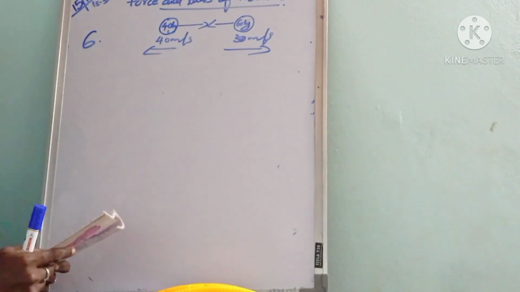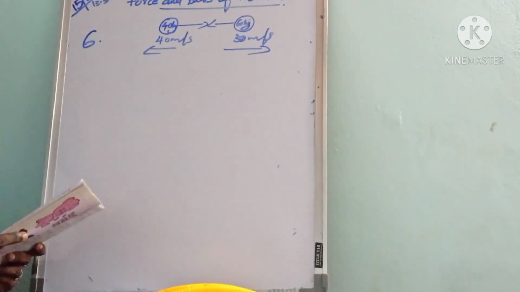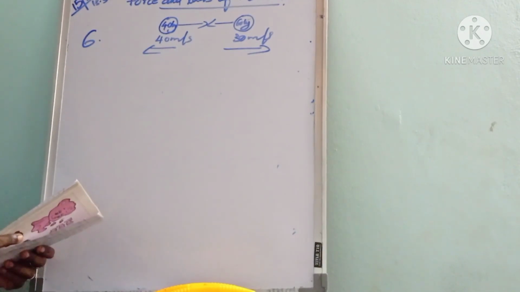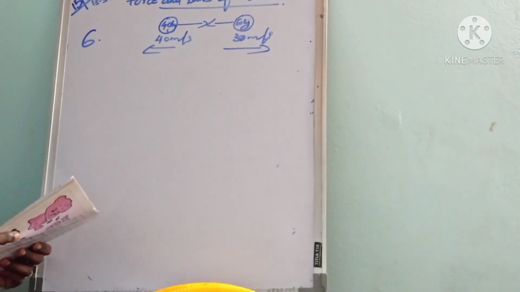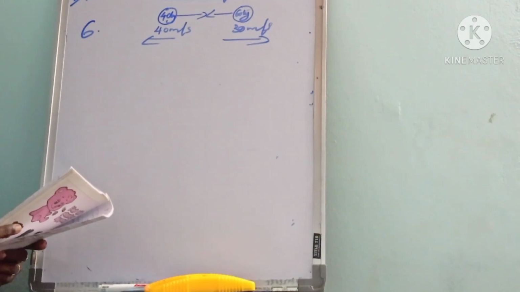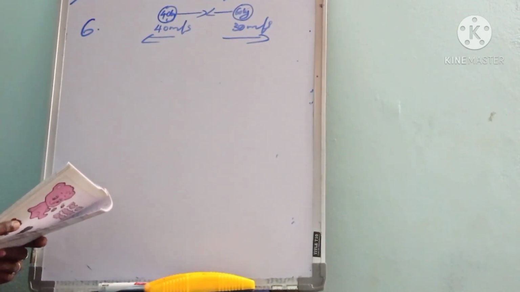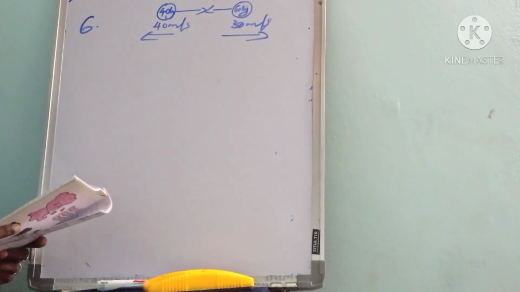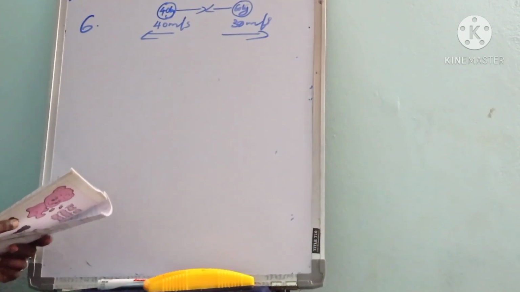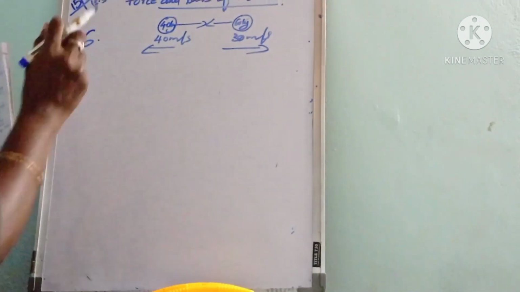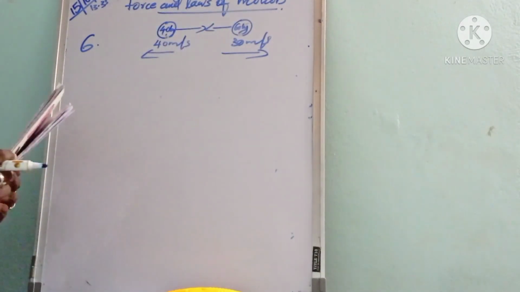Next, the sixth question is: two bodies of masses 40 kg and 60 kg are moving in opposite directions towards each other with velocities 40 meter per second and 30 meter per second respectively. They collide and move in opposite directions. If the velocity of the first body after collision is 25 meter per second, then what will be the velocity of the second body?